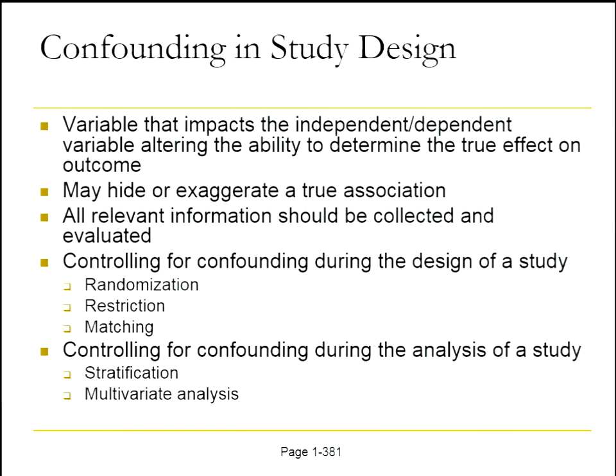Confounding, on the other hand, is a variable that impacts what we're measuring. A variable that impacts the independent or dependent variable that alters our ability to figure out what really happened.